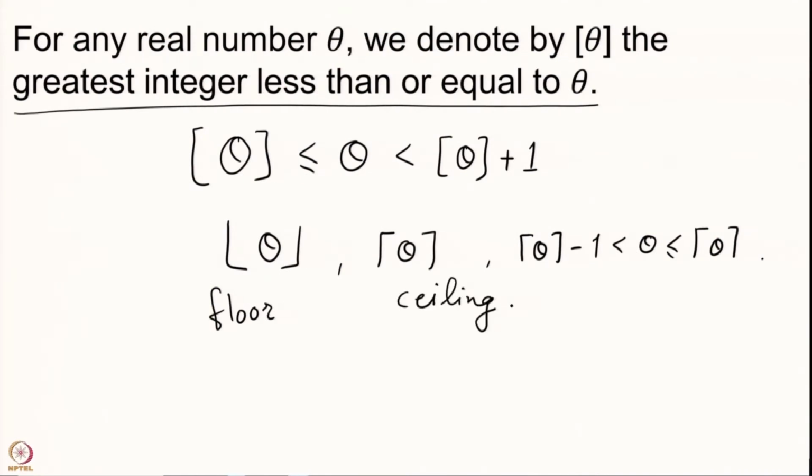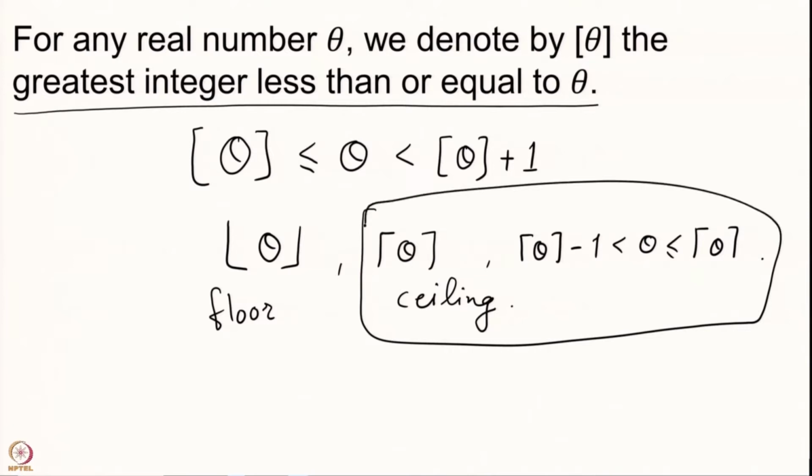These are two very important functions. We are not going to discuss the ceiling function at all in this course. The floor function is the only function that we are going to look at, and our notation therefore is the square bracket theta. Remember, it is an integer, so you take all integers which are less than or equal to your theta and take the greatest one among them. That is how we construct it.